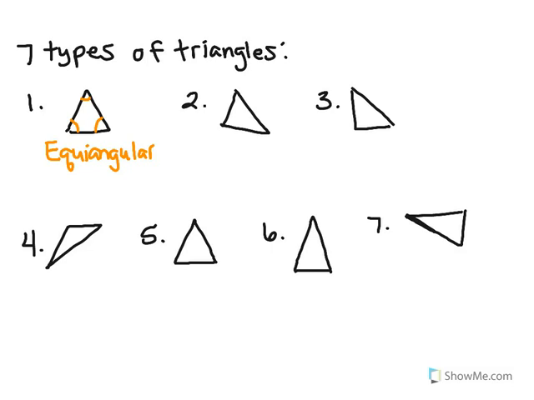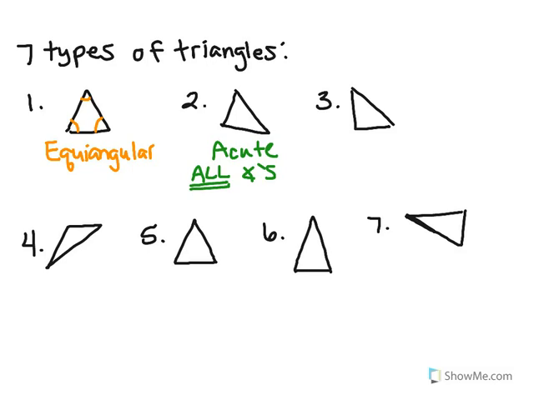The second one that we have is called an acute triangle. And in order for a triangle to be an acute triangle, it means all your angles are acute. Not just one, not two, all of them.